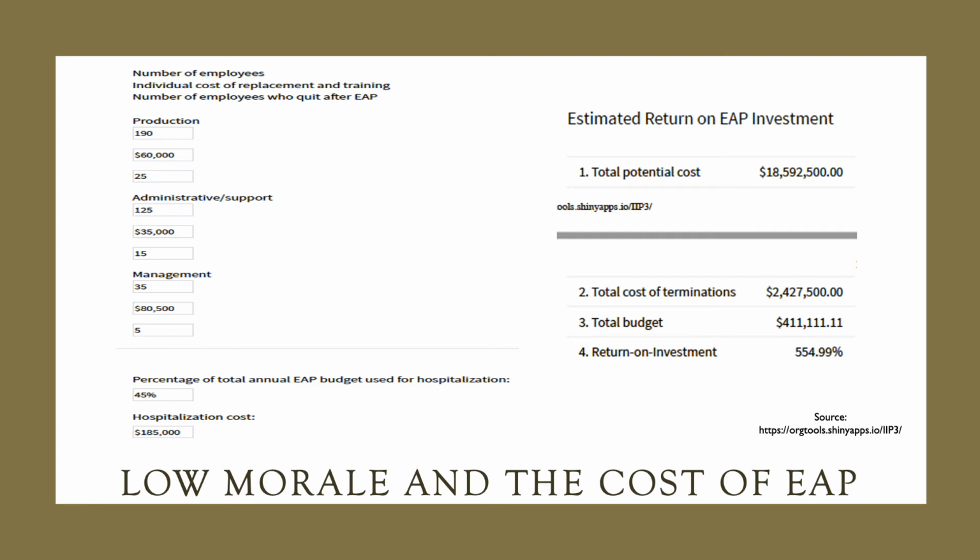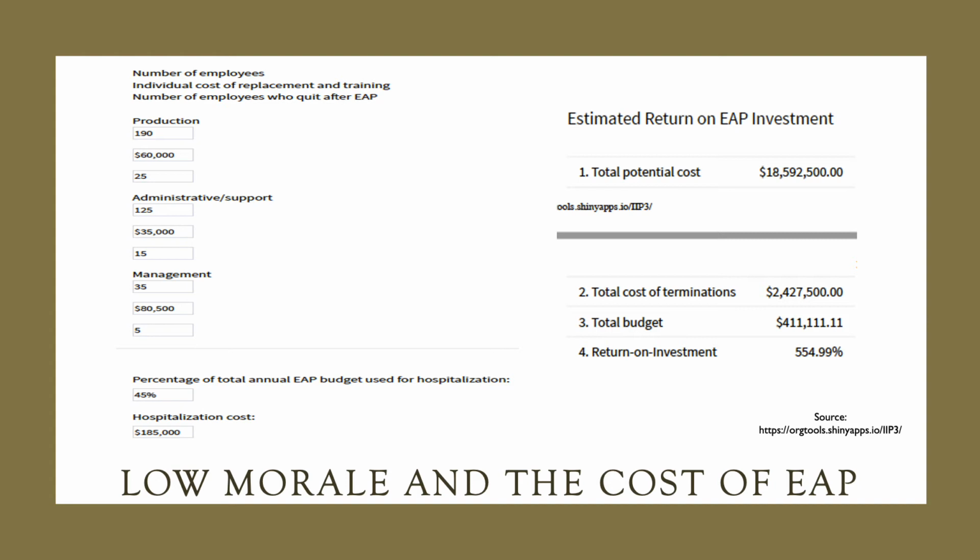The number of employees that I guessed may quit after an EAP are 25 for production, 15 for administrative/support, and 5 for management. If our percentage of total annual EAP budget used for hospitalization is 45%, our hospital costs are $185,000.